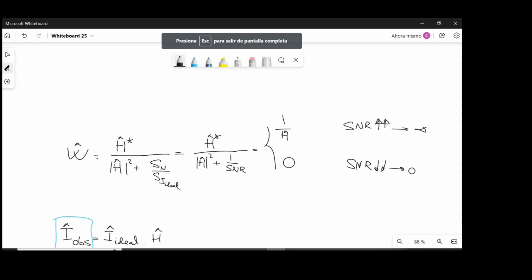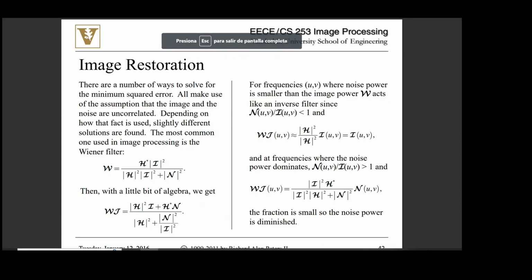Actually, that equation is totally equivalent to this one. You can easily recognize it. You divide by I squared, which is the power spectrum of the signal. So if you divide numerator and denominator by I squared, then you have what I wrote. Okay, so now this is my filter. Let's undo all these steps that we have.